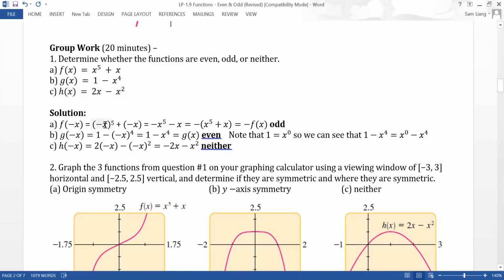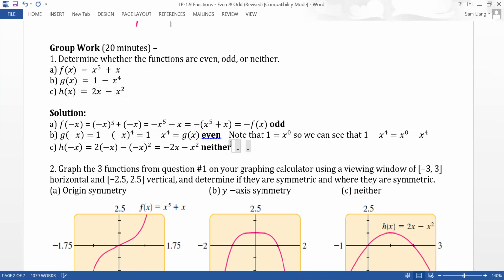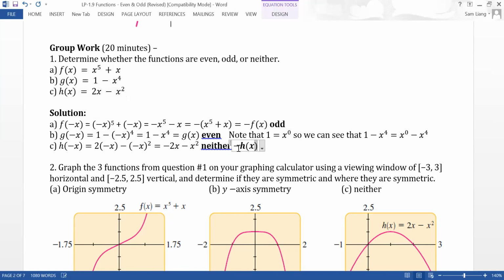But back to the algebra. It's 2 times negative x minus negative x squared. That'll be negative 2x minus negative x squared, which is x squared, so it'll be negative 2x minus x squared. As we can see, it's not equal to the original function, 2x minus x squared, because we have this negative sign here. Just to be extra clear, negative h of x shows that this is not odd either. If you negated the entire thing, that would be negative 2x plus x squared.